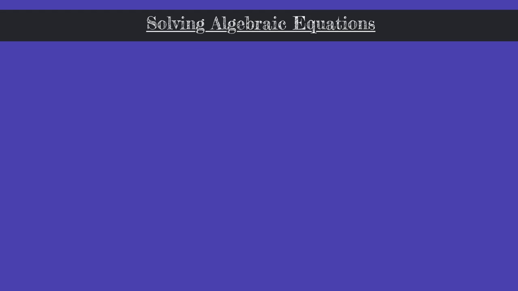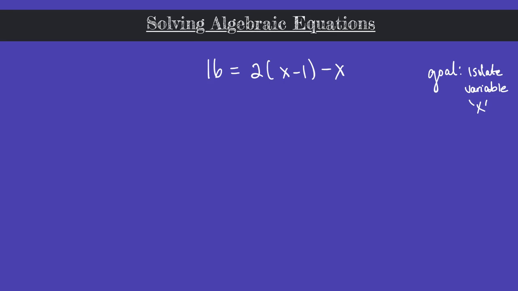Here we're going to solve an algebraic equation, and that equation is 16 = 2(x - 1 - x). Whenever solving algebraic equations, we know that our goal is always to isolate the variable. And in this case, our variable is x. Keep in mind our variable can be any letter, but x is most common.